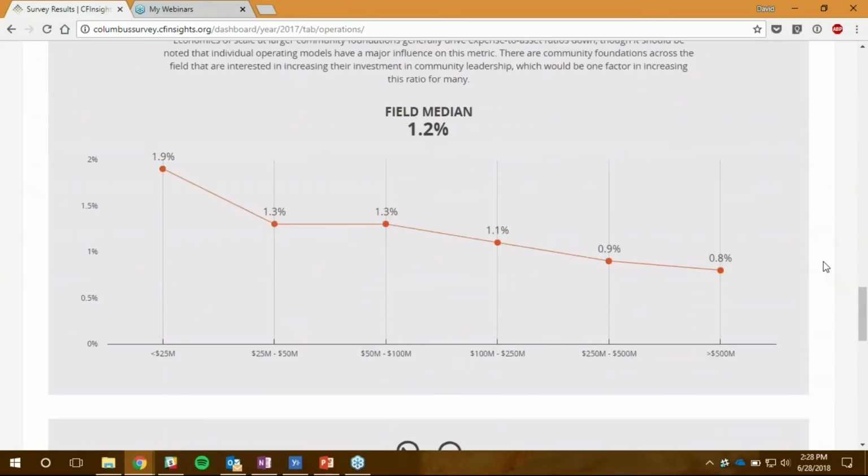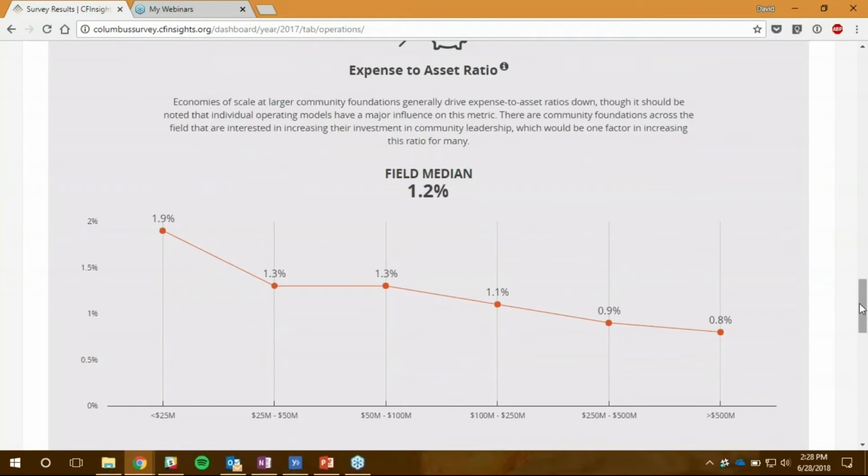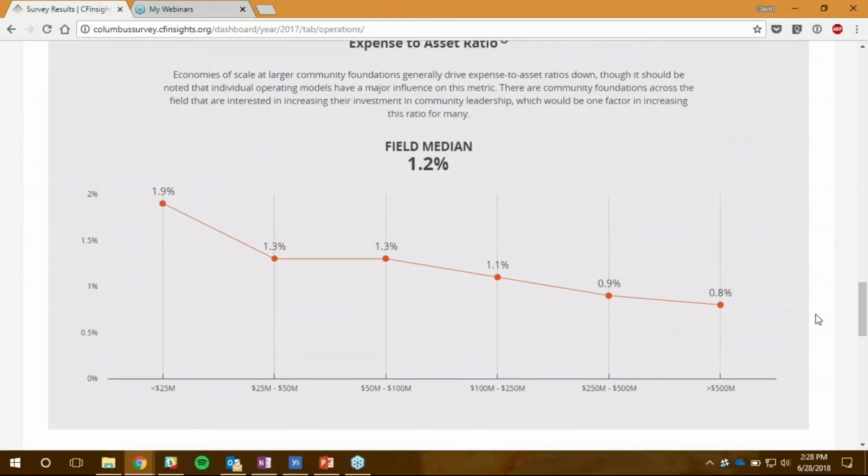So one more finding I want to mention before I talk about some of the new functionality on the website is the expense to asset ratio. What you'll see here is that community foundations, or I should say our respondents, as you start to move up in asset size and go above $250 million, that's when you'll see that crossover from above 1% to below 1%. And this is the relationship between operating expenses to assets.